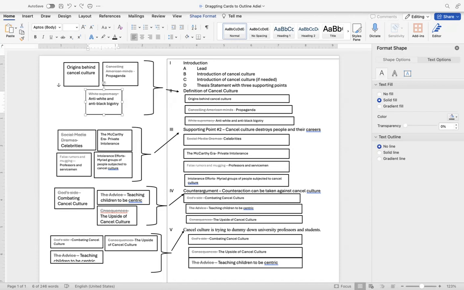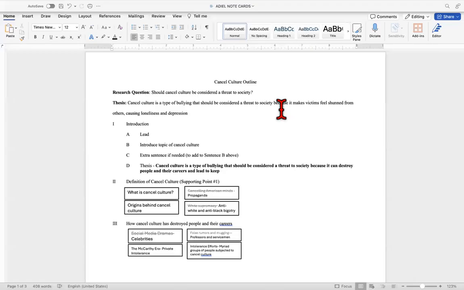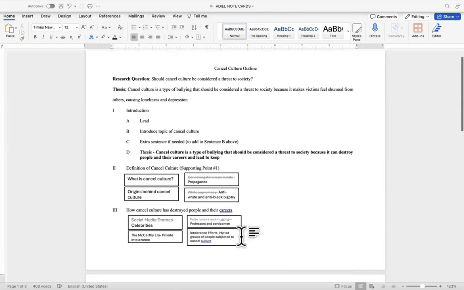If you look, I do give you your research question. Oh no, hold on. You can't see that. Okay, hold it just a second. Your outline should look like this. You should have your research question up there where the light bulb is on Noodle Tools. Should cancel culture be considered a threat to society? It has the word should. If you want to say must, that's fine too, but it has to have one of those strong verbs in there.